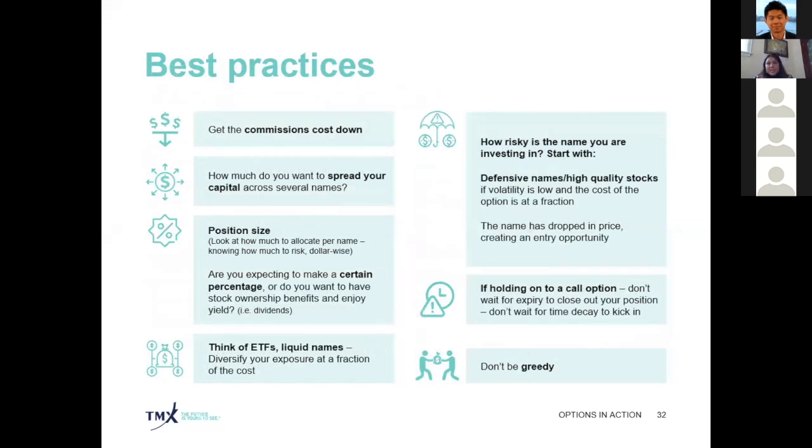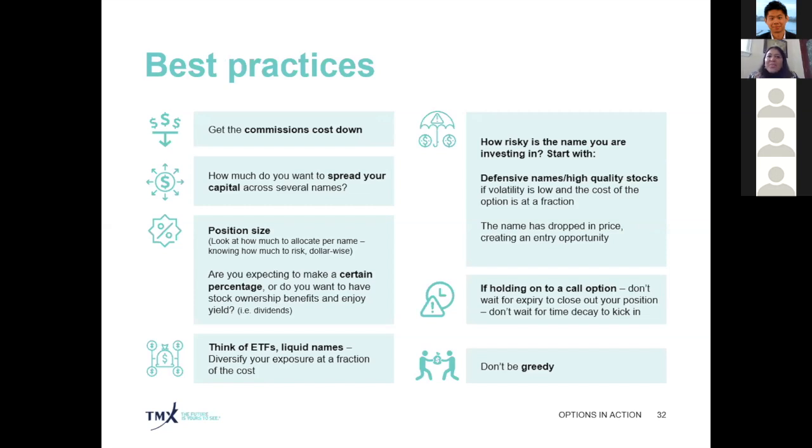Best practices. So the first thing is you want to get the commissions cost down. You may want to buy every few months, and that's where you decide, well, do I want to buy something 3 months out? Do I want to invest in a weekly option as well? You want to see how you want to spread your capital across several names. You want to look at the position size. So how much are you willing to risk dollar-wise?